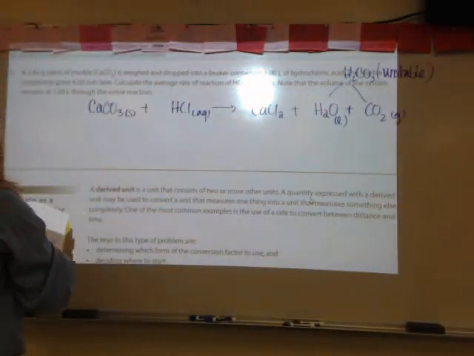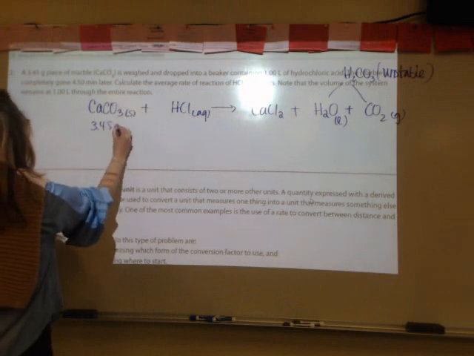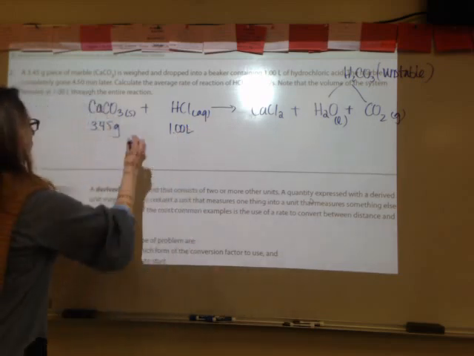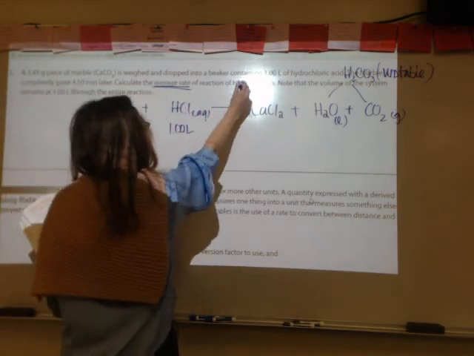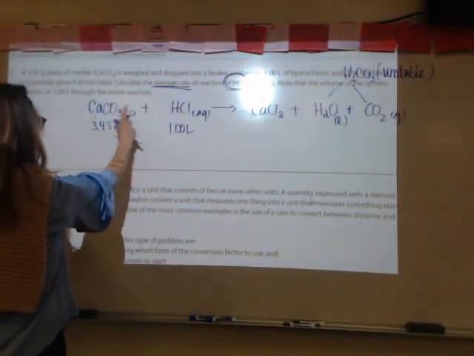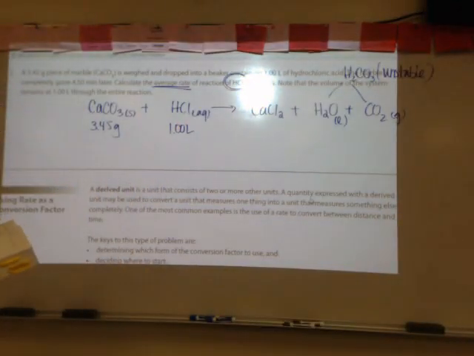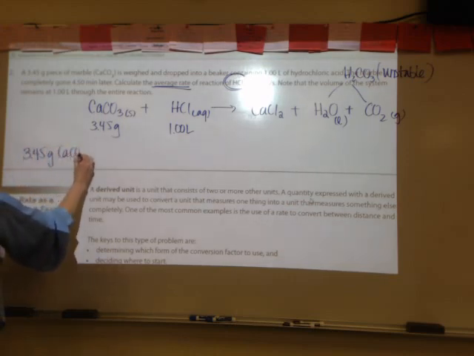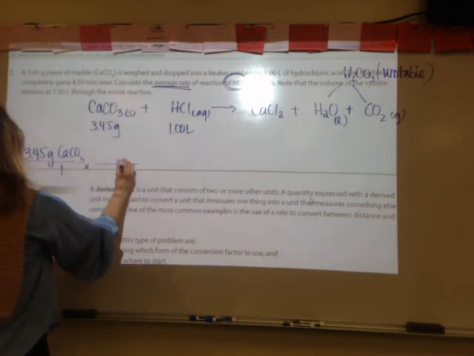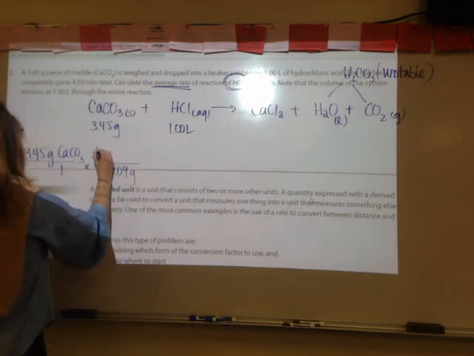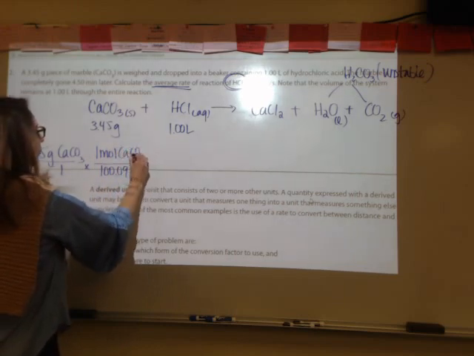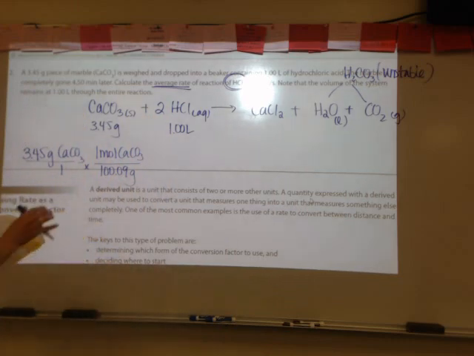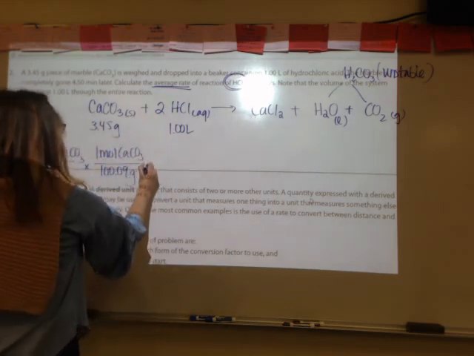Okay, so if you've got a 3.45 gram piece of marble, and it's in a liter of hydrochloric acid, and we want the average rate of reaction for HCl, you have to get from here to here. So that means we're going to be doing a mole ratio. So you're going to take your 3.45 grams of calcium carbonate, and you're going to divide it by its molar mass, which is 100.09. This equation needs a 2 in front of HCl to be balanced. So that means the mole ratio is 1 to 2.